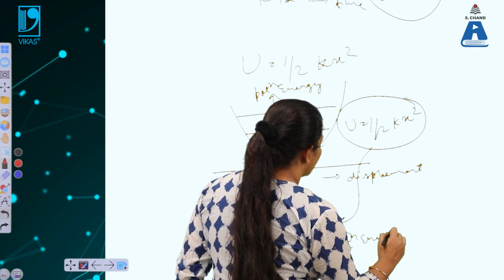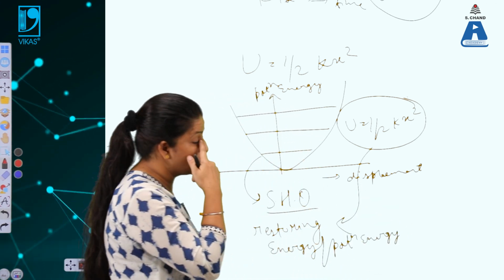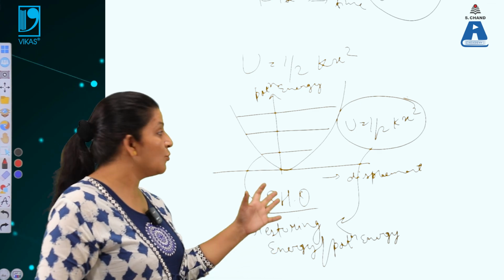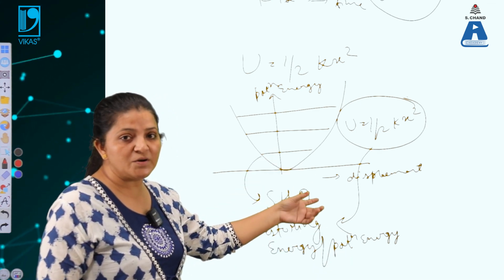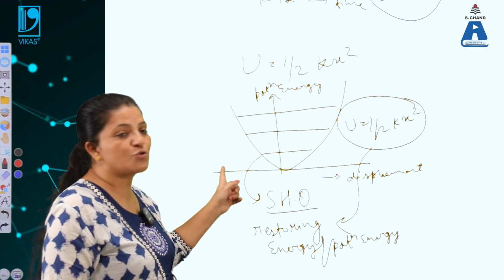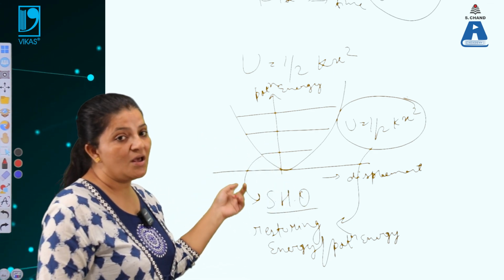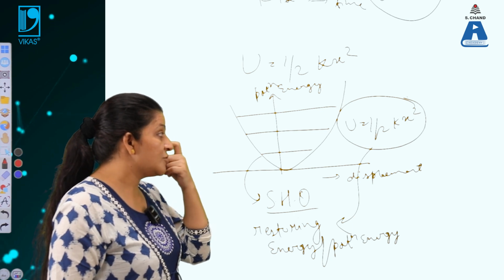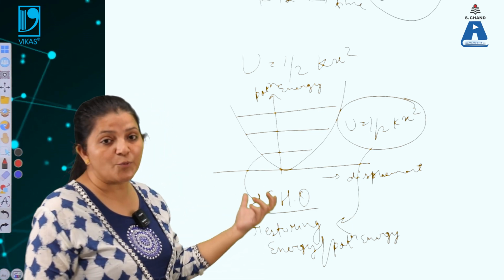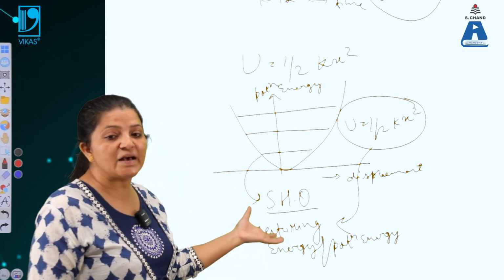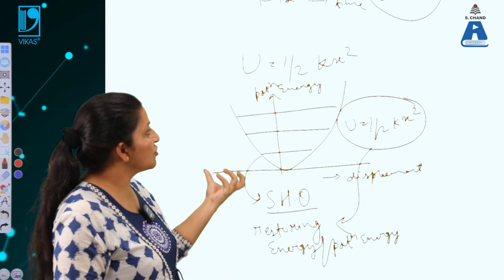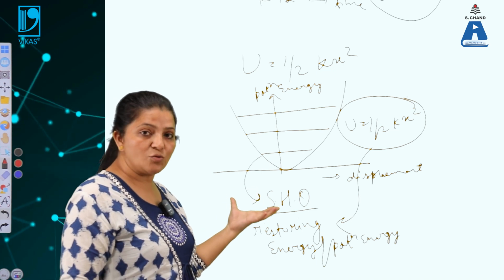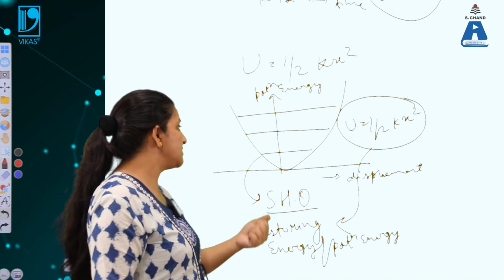Now this restoring energy is also directly correlated to the restoring force. That means the more force is applied on the body, the more will be the displacement, the more will be the restoring force in the opposite direction, and the higher will be the restoring energy, or potential energy, associated with the body. Such kind of oscillation or motion of the body is known as simple harmonic oscillation.